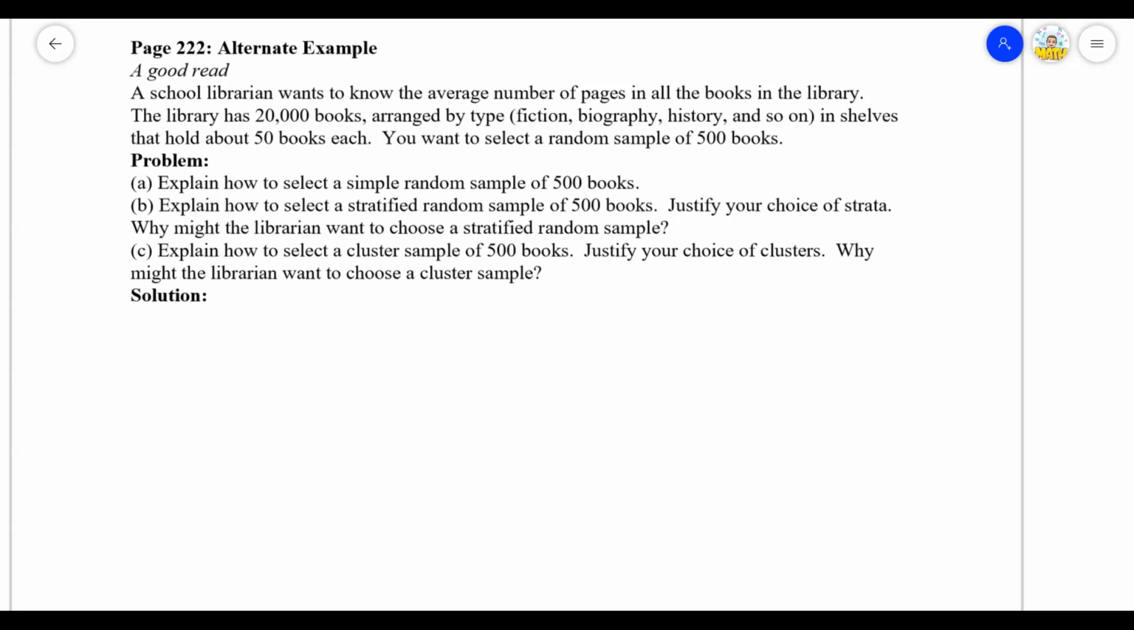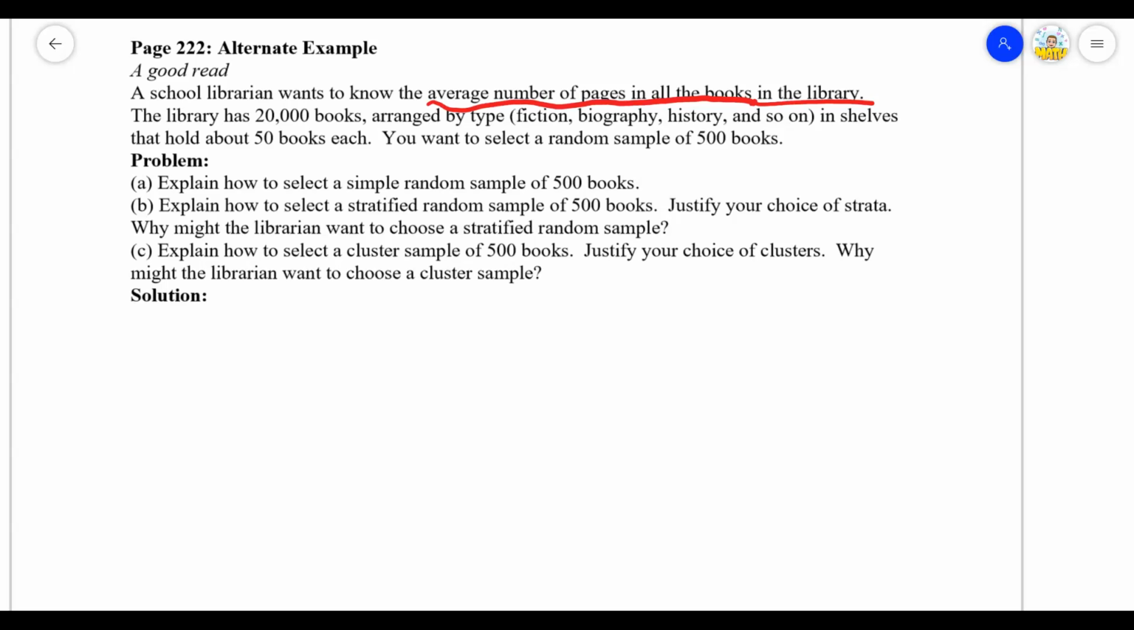So we'll try to wrap our heads around this situation with the school librarian. There's 20,000 books. What are they trying to estimate? The average number of pages in all books. That's what we want to lock in on in the library, right? So if we randomly grab a book, what's the average number of pages in the book? What's the best way to try to figure that out, right?